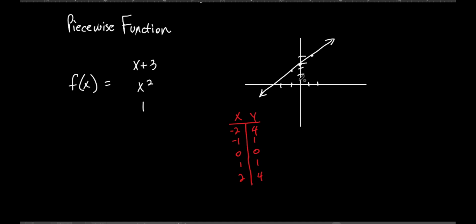So let's plot this. 0, 0 is right here. 1, 1 is right there. -1, 1 is right there. 2, 4 is up here somewhere. And then -2, 4 is up here. I could keep going. But what is it? Is it just a straight line? No, it's not even a straight line between these three, right?